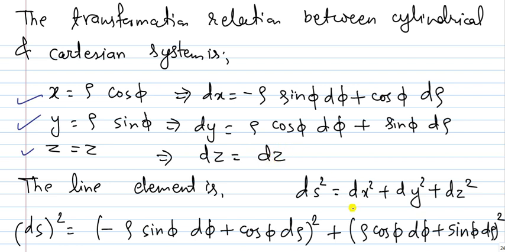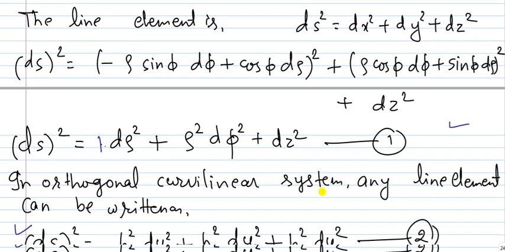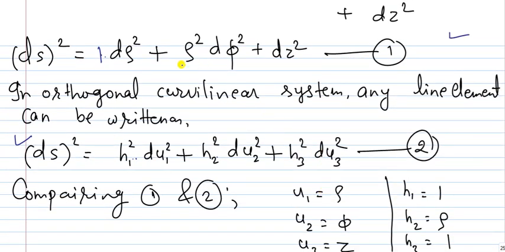The line element is given by ds square is equal to dx square plus dy square plus dz square. We know this formula. Now put the values of dx, dy and dz into this equation, and then rearrange the terms. When you square these, some terms will cancel out, because there is a minus from here and a plus from there. By solving, you will get d rho square plus rho square d phi square plus dz square. Let us call it equation 1. As there is no coefficient, we can write 1 there, because if there is no coefficient, it should be 1.